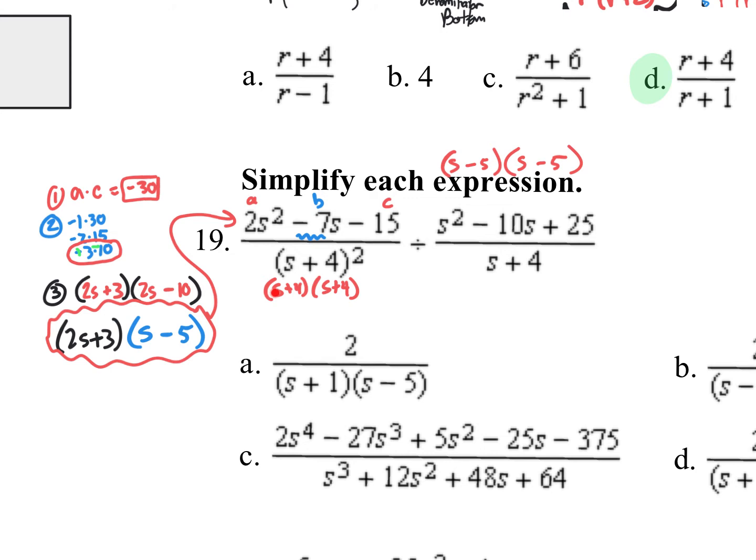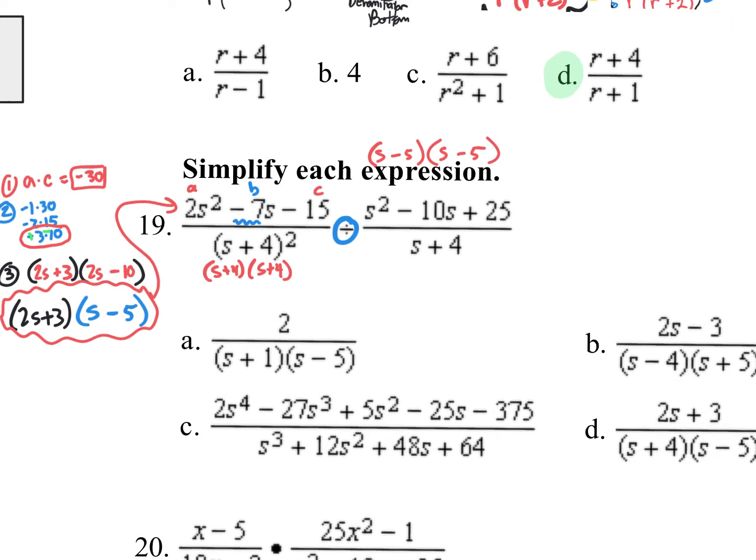We have the binomial times binomial down here in factored form. That's good. We have the binomial times binomial up there in factored form. This, you can't do anything with it. So we are ready to change this division to multiplication and then flip that second fraction.